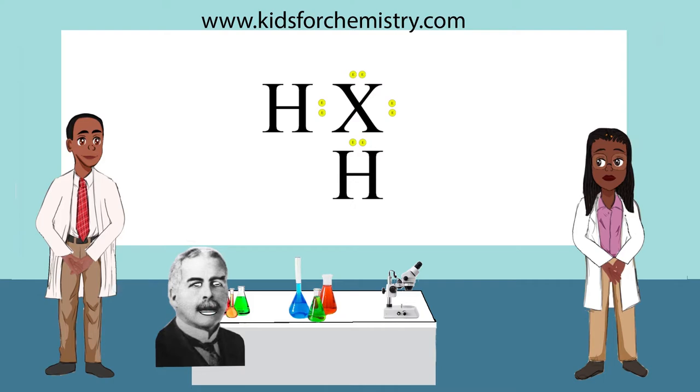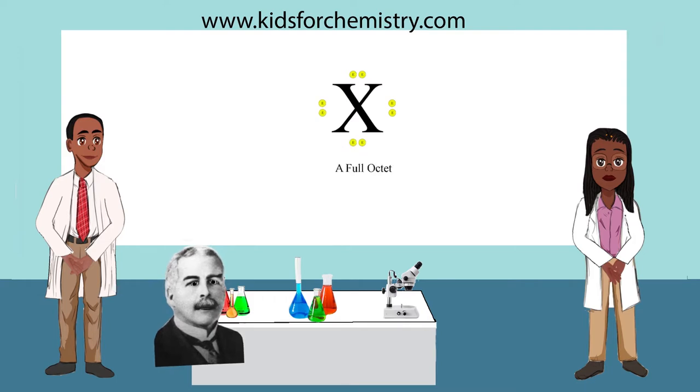And that is how my Lewis diagrams show covalent bonding between atoms. And it is all based on this octet. Do you have any questions?